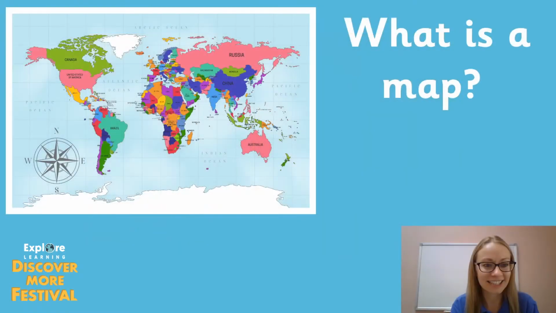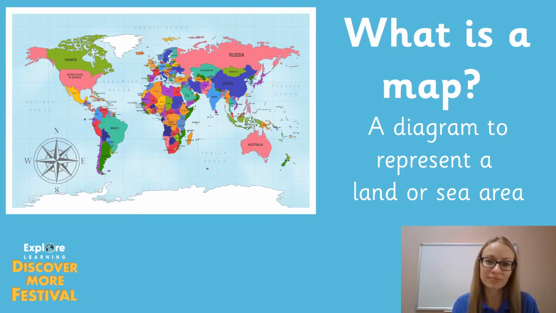Okay, let's get started. So, my first question for you is, what is a map? I'm going to give you about 10 seconds to write down your ideas. Okay, brilliant. Now, a map is a diagram to represent a land or sea area.